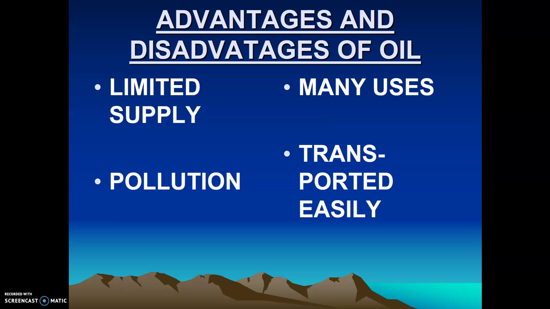Now, advantages and disadvantages of oil. We have a limited supply. And once again, it's a fossil fuel that causes pollution. One advantage is that it has a lot of uses, and you can transport it easily. We can use pipelines, tankers, semis with tanker trailers on them. So it's easily transported throughout the United States, throughout the world.